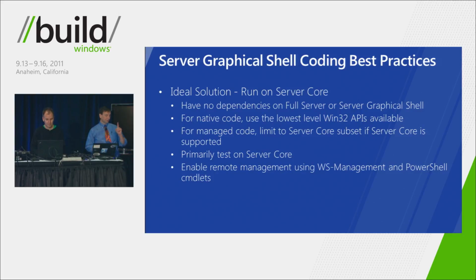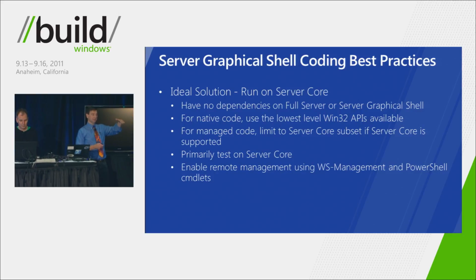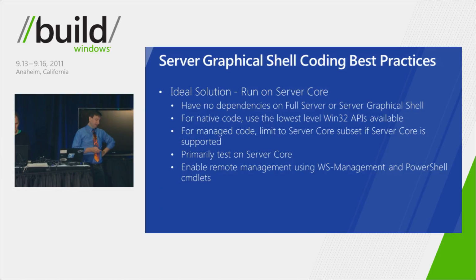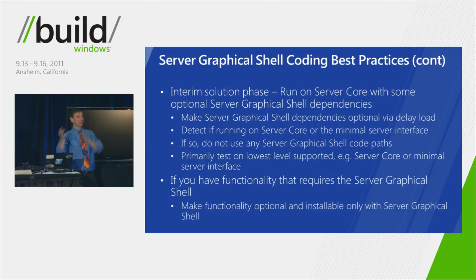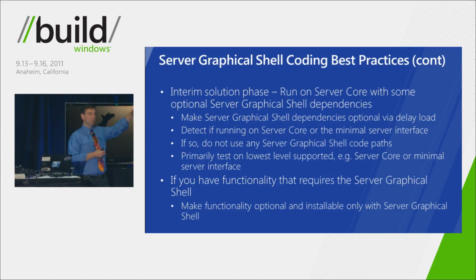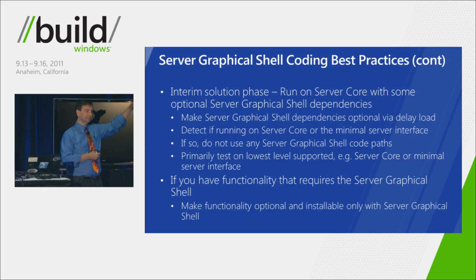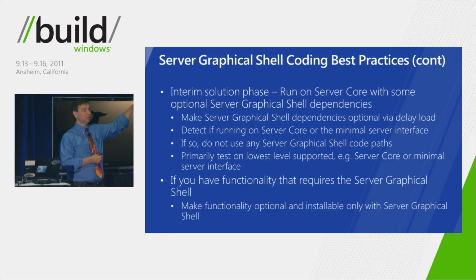Great. So I talked to you about best practice, get running on Server Core. Now, an interim option is if you have some stuff that you're not able to fully make that transition. Then what we want you to do is to detect when you're running on Server Core, and make sure you can run in this environment that does not have the full shell and IE.